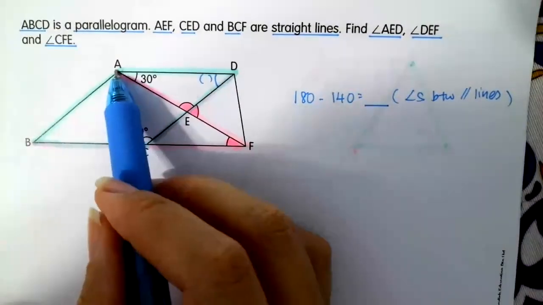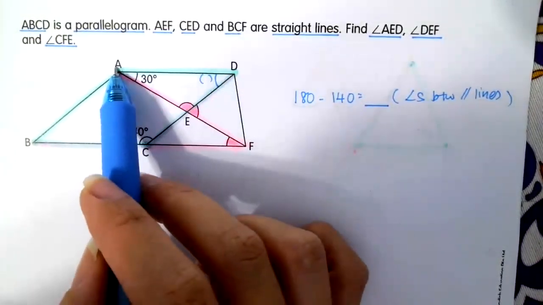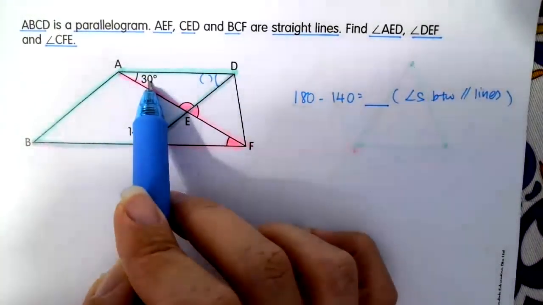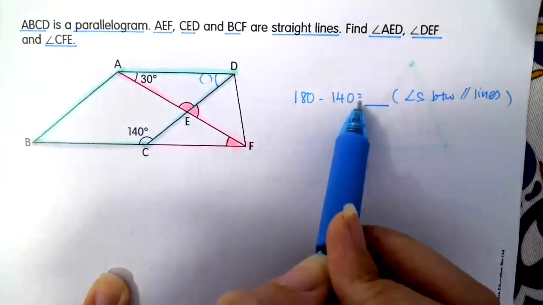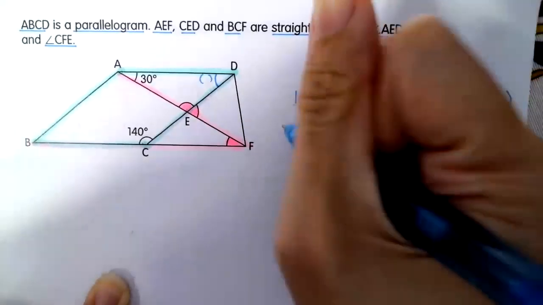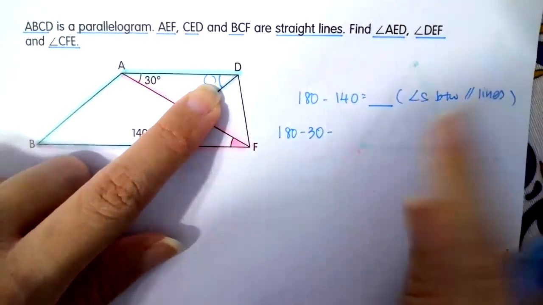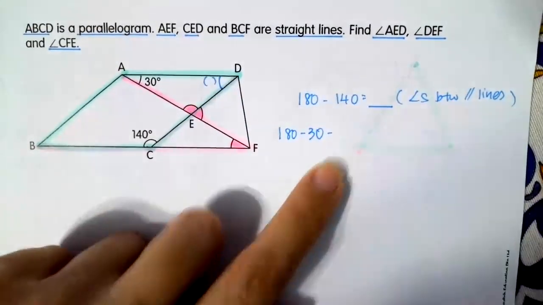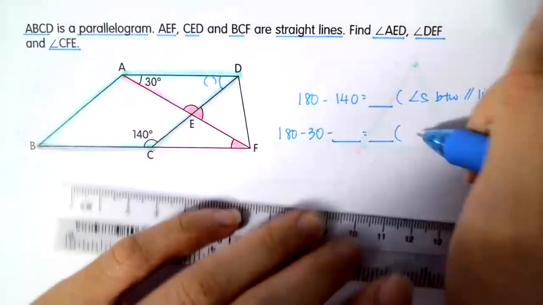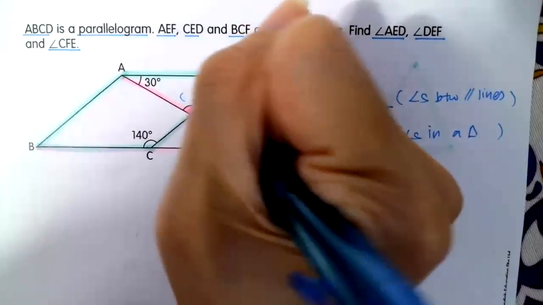Okay, next step. Can you see that ADE is a triangle? I say again, can you see that? ADE is actually a triangle. So you have a 30, and you have this angle that you found in your first step. I can find angle AED already by using angles in a triangle. So 180 minus 30 minus this angle I found in the first step. I'll be able to find this one here.